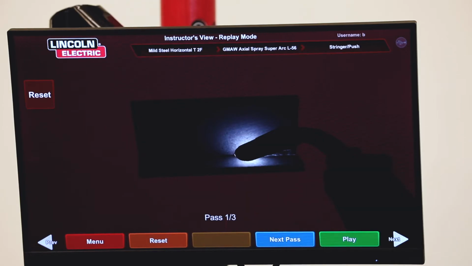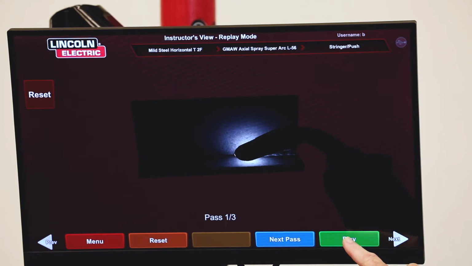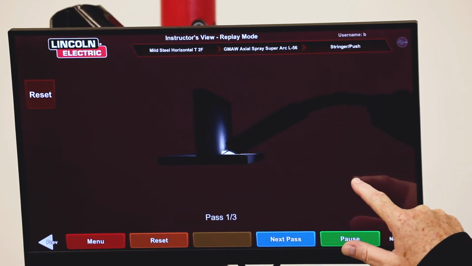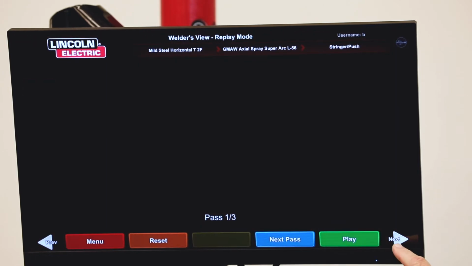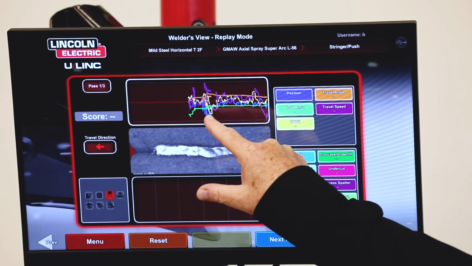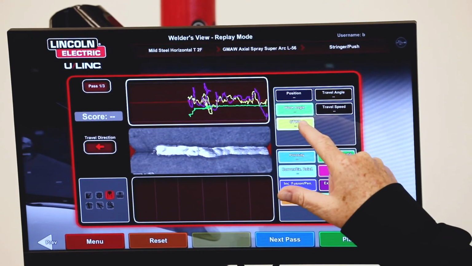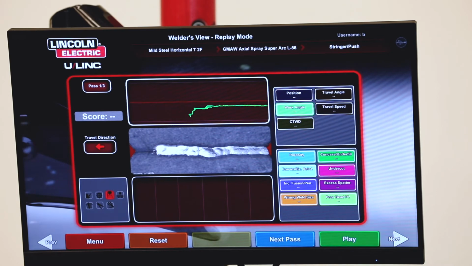Then what we're going to do is go to the free view. In the free view, we're going to play it. And now we can move around, and I can stop it if I want and pause it. The beauty is I can come over to the laser screen that we talked about, and we saw that the work angle is starting to drop down. Take a look at the work angle. His work angle, when he lost vision, changed.